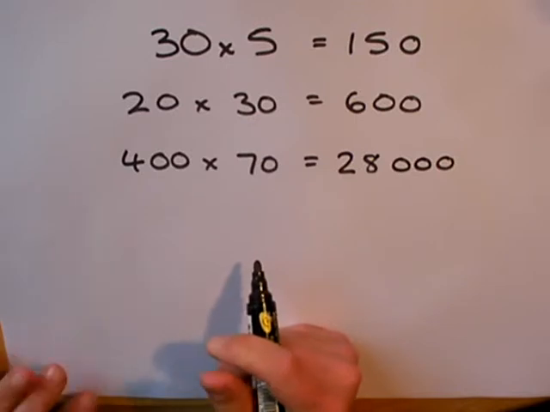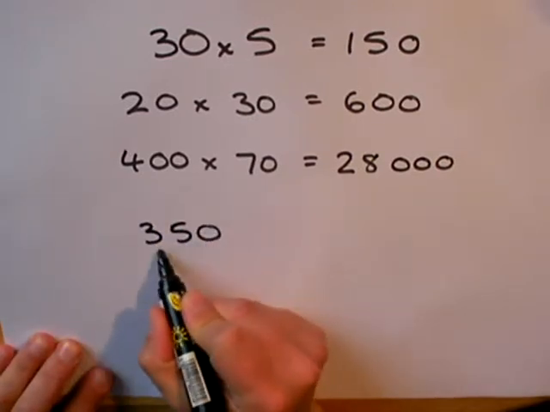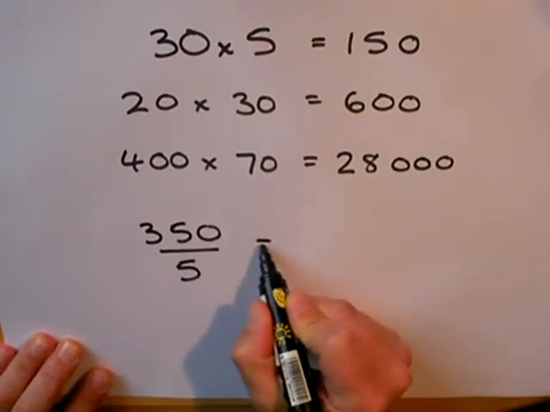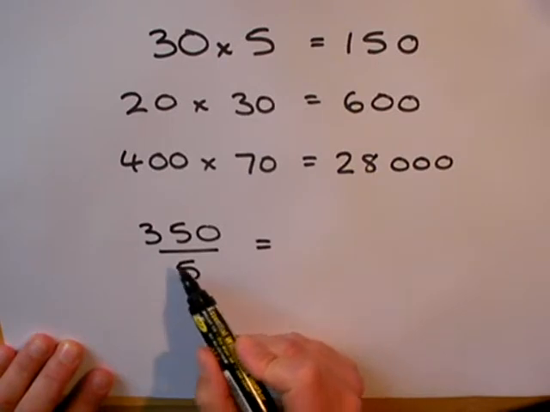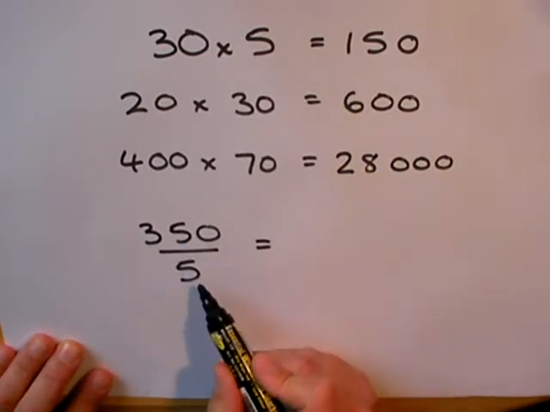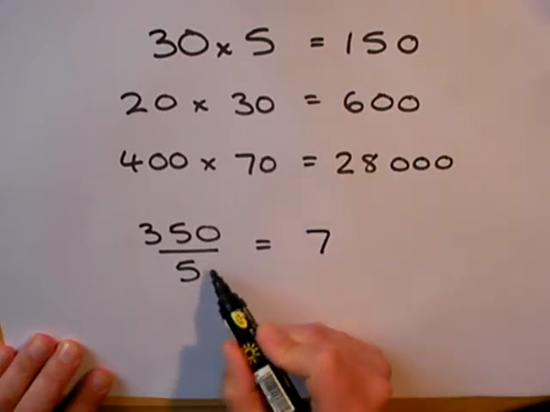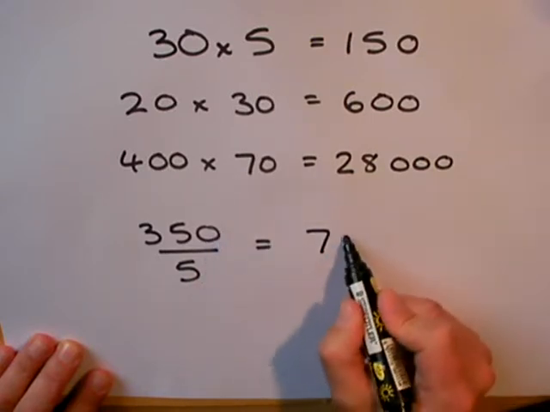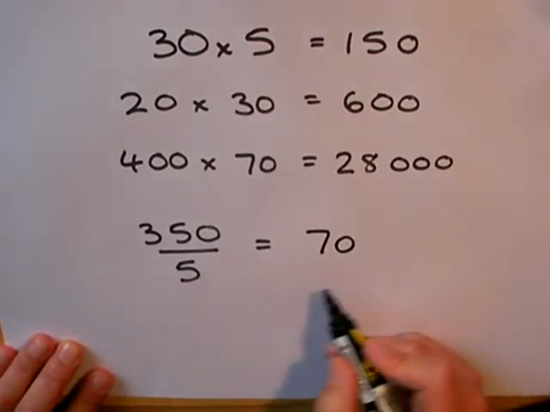I can do the same thing when dividing. Instead of thinking of 350 divided by 5, I can think of 35 divided by 5. The answer is 7. Because I have a 0 here, it means I have a 0 in the answer too. So 350 divided by 5 is 70.